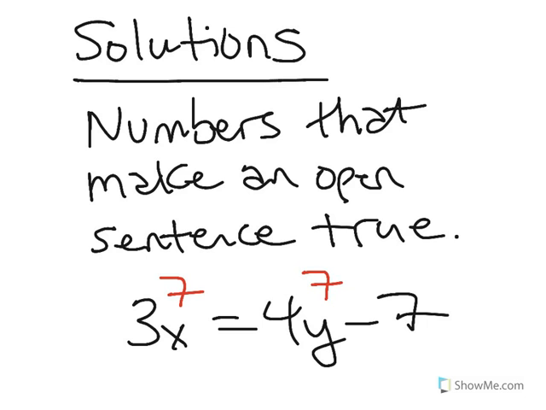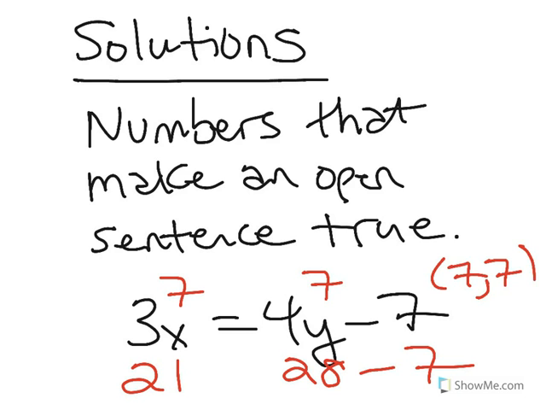Then on the left side of the equal sign, we'd have 3 times 7, which is 21. On the right-hand side, we'd have 28 minus 7, which is also 21. That makes it true. That means that for this particular equation, one of its solutions is the ordered pair 7, 7. That's where x is 7 and y is 7.